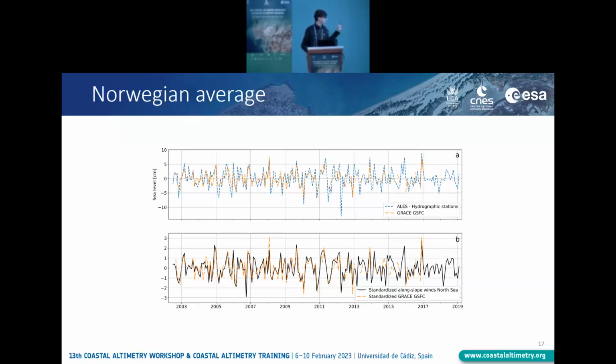And you see that, as expected from the previous map, there is a good agreement between the evolution of the two time series, but also in terms of amplitude the two are comparable, with values that go from approximately -5 to 5 centimeters. In the plot underneath, you've got the comparison with the along-slope wind stress blowing along the North Sea section of the slope. You see that GRACE, but the same would have been true for the other estimate, shows a good agreement between the two time series.